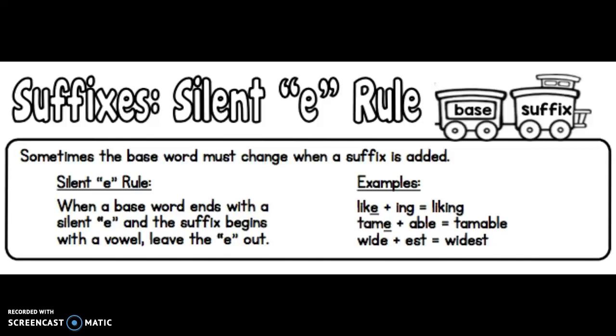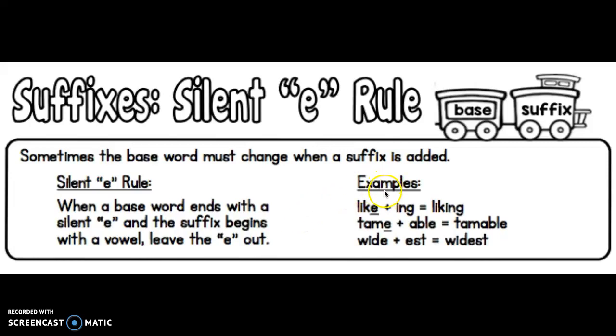Today we're going to learn about the silent E rule when a base word or root word has a suffix added to the end. Sometimes the base word must change when a suffix is added. The silent E rule is when a base word ends with a silent E and the suffix begins with a vowel, leave the E out.